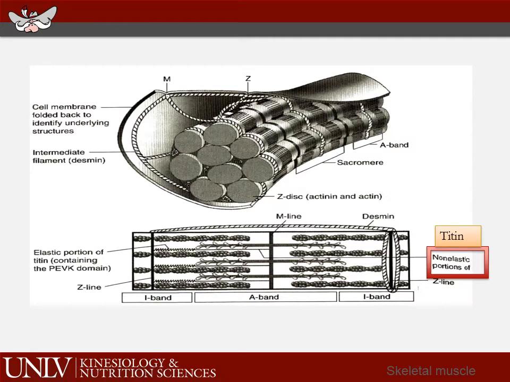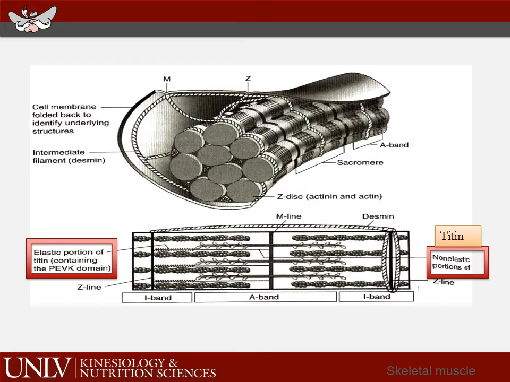So to begin, you have the non-elastic titin. Titin is thought to bind myosin to the Z-disc, while this portion over here is the elastic portion of the titin, containing the PEVK domain. Now P is proline, E is glutamate, V is valine and K is lysine. So again, this is the part that is thought to contribute to that passive force development during the eccentric contraction.